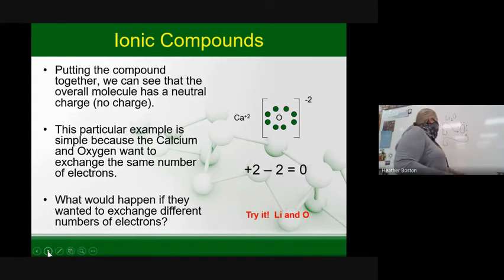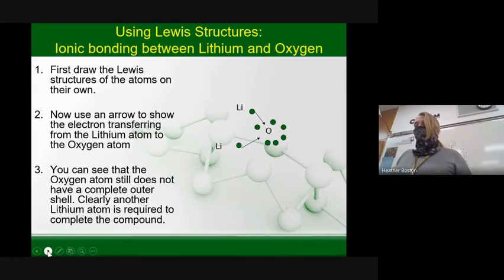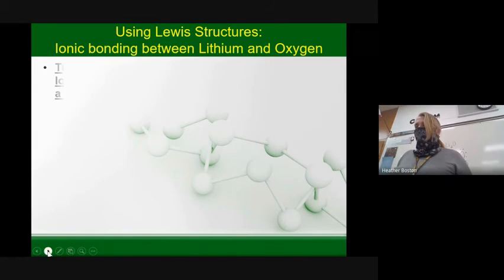So we can use subscripts to indicate we have more than 1 element if the number of electrons that we need to exchange does not match. So you can use the dot diagrams if you need to.